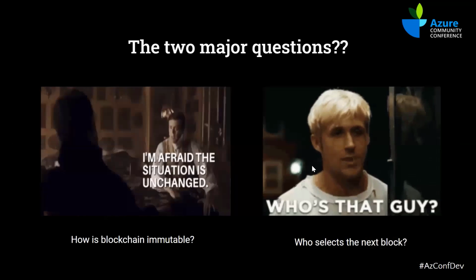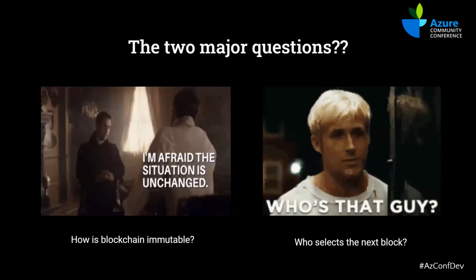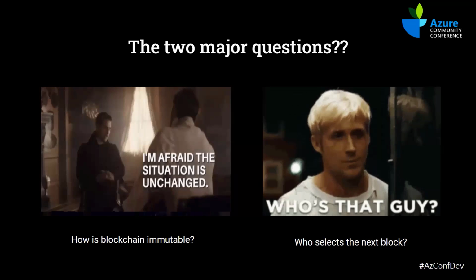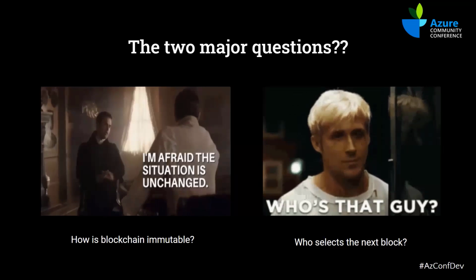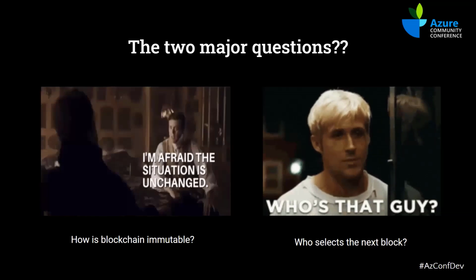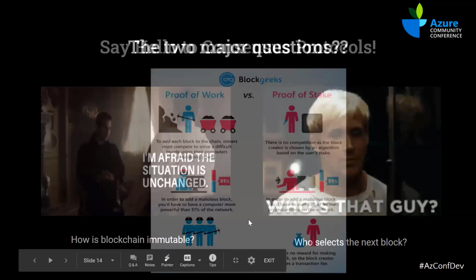Now that we have looked at some basics of blockchain, I'm sure you must be having two major questions about blockchain. The first is, of course, how is blockchain immutable? I think this is something that we already saw in the demo, that the blockchain is immutable with the help of cryptographic hashes and how the blocks are linked to each other. The second, and again, one of the most important questions that you must be wondering about is who selects the next block? How do the blocks get added to the blockchain? Well, let's see the answer.